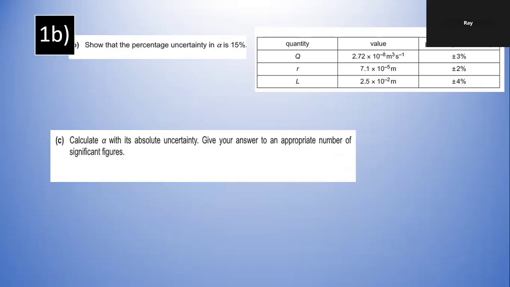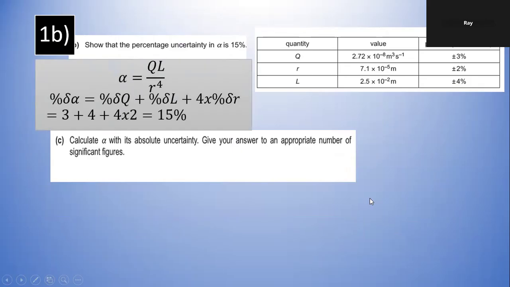Show that the percentage uncertainty in alpha is 15%. Same, use the 3% and the equation with the 4. That's the equation. Percentage uncertainty in Q, percentage uncertainty in L, power 4 times percentage uncertainty in R. So it's given here.